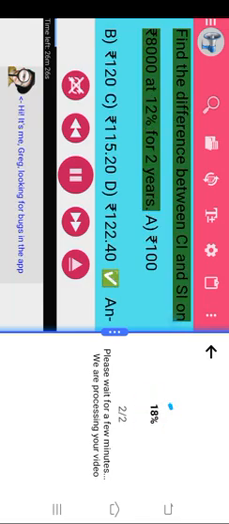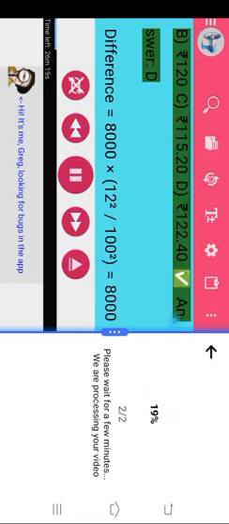Find the difference between C and SI on 8,000 rupees at 12% for 2 years. A: 100 rupees. B: 120 rupees. C: 115 rupees and 20 paise. D: 122 rupees and 40 paise. Answer: C. Difference equals 8,000 times 12 squared over 100 squared equals 8,000 times 144 over 10,000 equals 115 rupees and 20 paise.